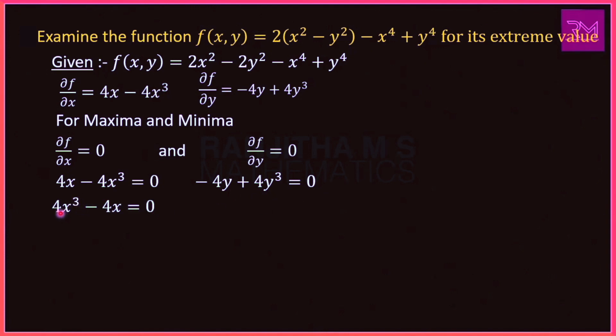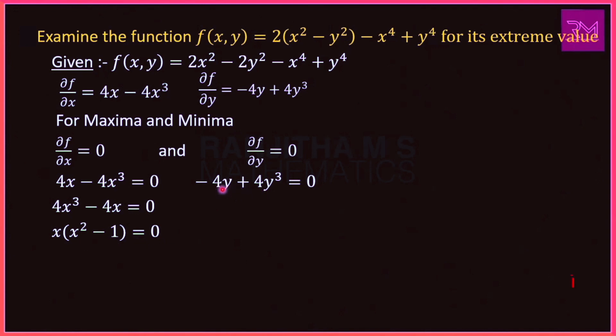If we take 4 common and it goes to the right hand side, that becomes x³ − x = 0. If we take x as common, this equation becomes x(x² − 1) = 0. To make the simplification easy, I am writing it like this.